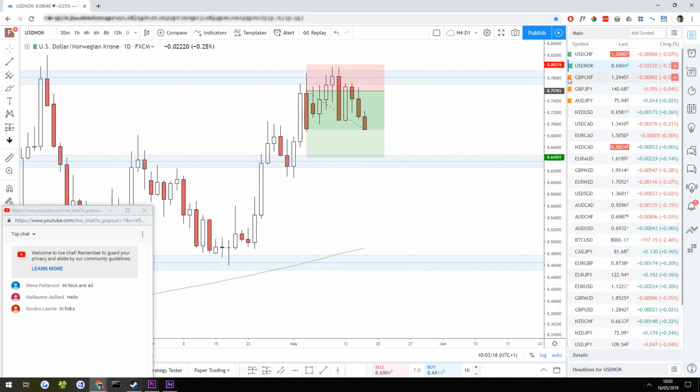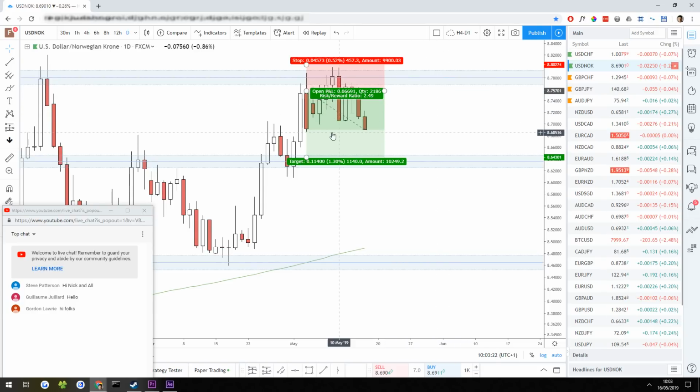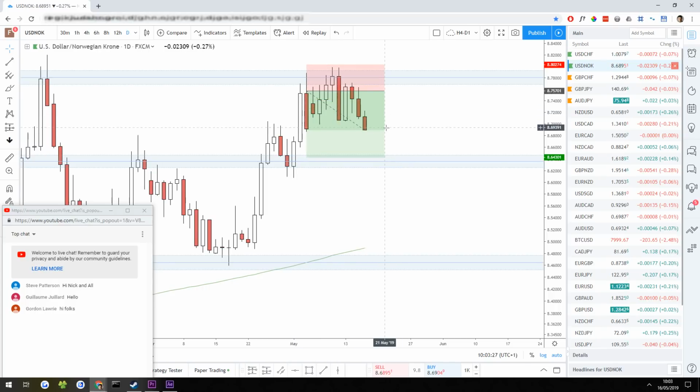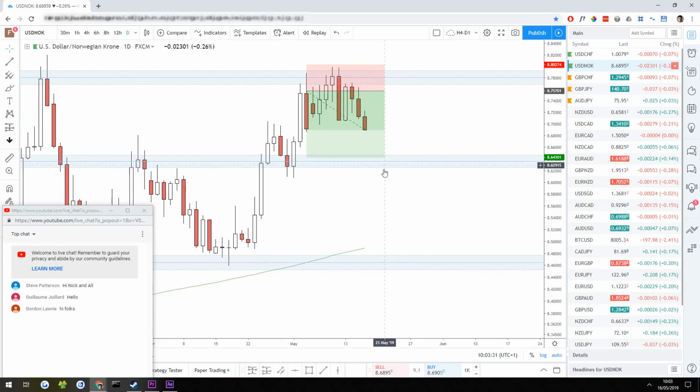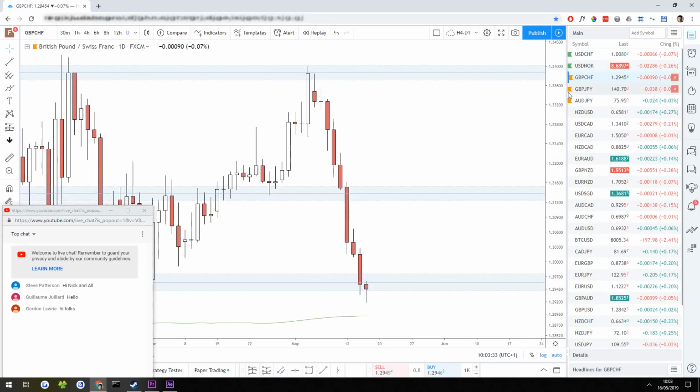Yeah, I don't really know what else to say about this one. It's finally started to move down today. It's finally started to equal those lows that it hit on the 3rd of May. So hopefully it breaks those lows and it drops down towards my target.